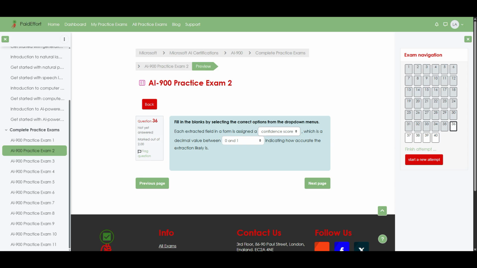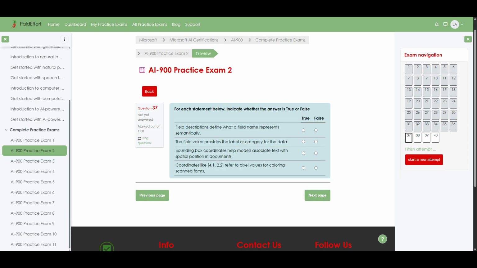Other options like a syntax label or string value might seem relevant but serve different purposes. Syntax labels are for grammatical tagging, and string values simply indicate data types, not confidence. Likewise, bounding box and OCR layer relate to where content is located or how it was extracted visually, but don't tell us how sure the model is about the data's accuracy. So remember, when you're assessing extraction reliability in AI form processing, look for the confidence score between 0 and 1.